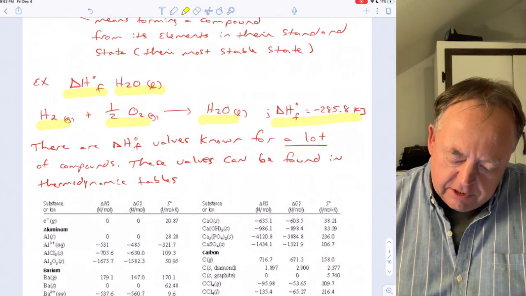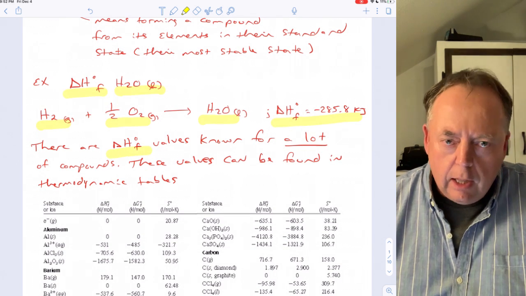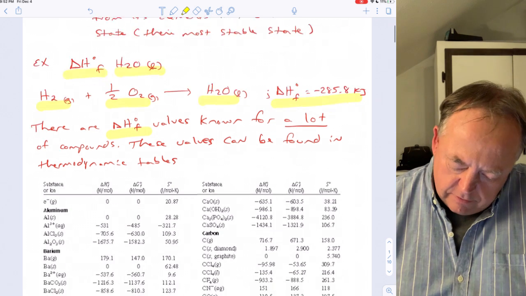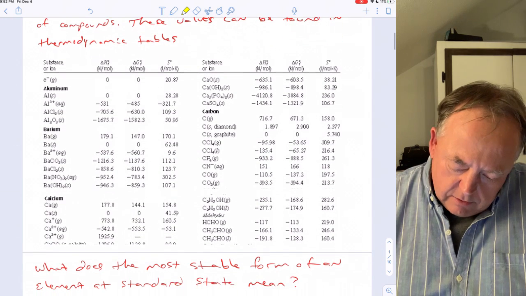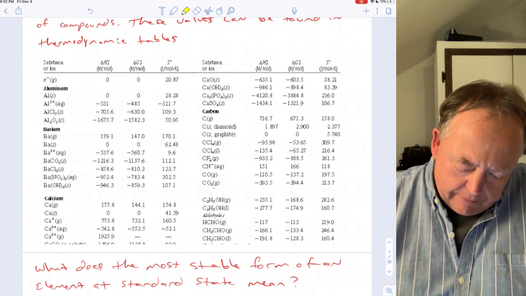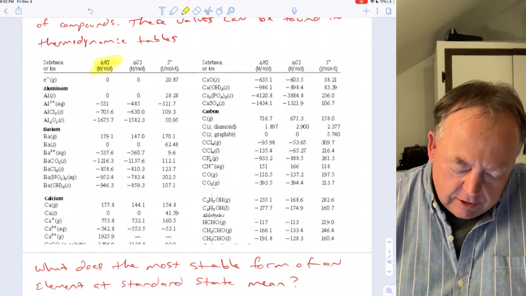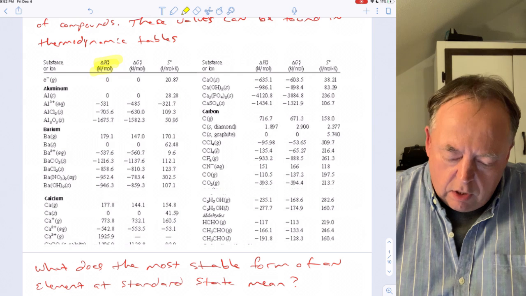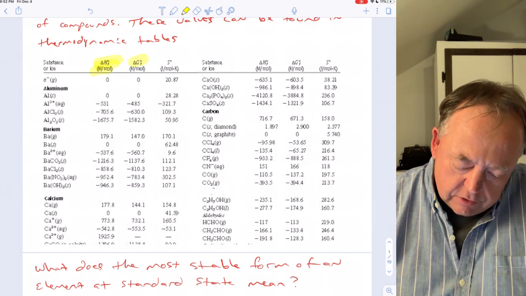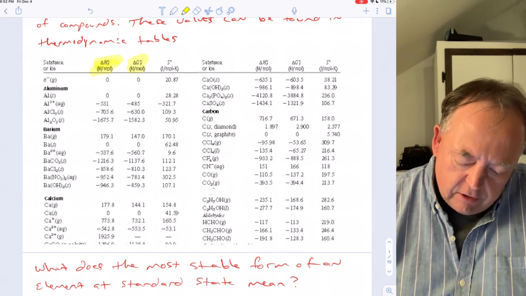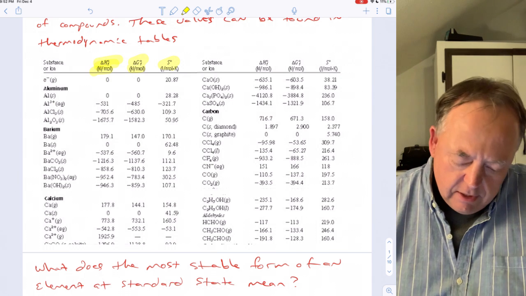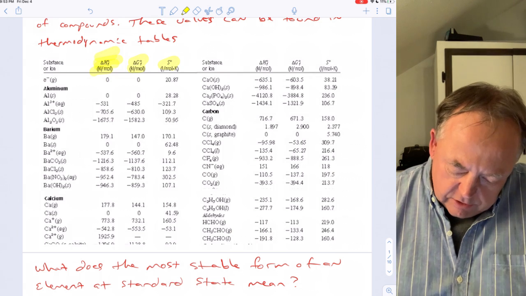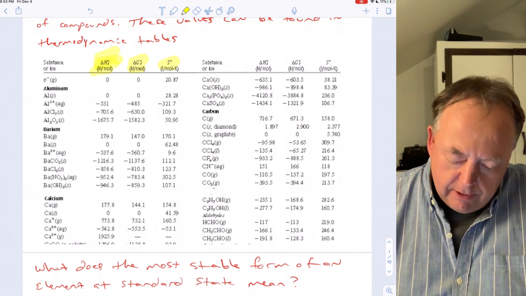Okay, so there are heat of formation values known for a lot of different compounds, and these values can be found in thermodynamic tables. This is a portion of a thermodynamic table, for example, where you see here in this first column delta H0F. That's the heat of formation of different compounds. If you take Chem 1312 or General Chemistry 2, then you'll also study what's known as delta G, free energy, and you'll study S, which is known as entropy. In this class, we just look at the heats of formation only. So I'll say more about this table in a little bit.